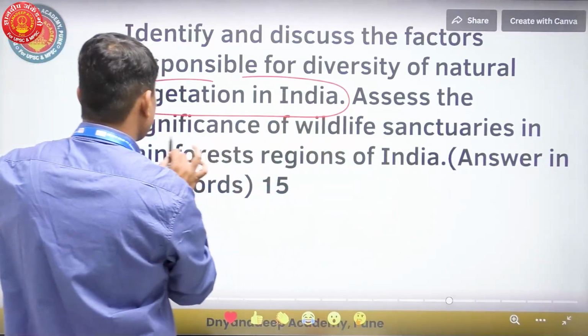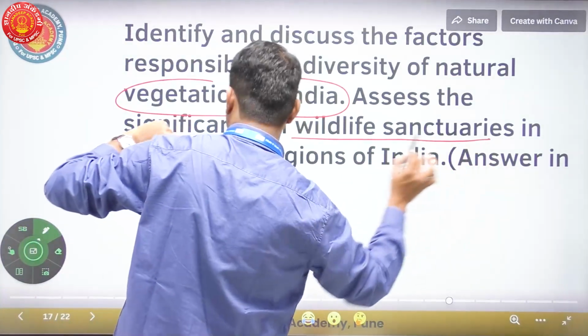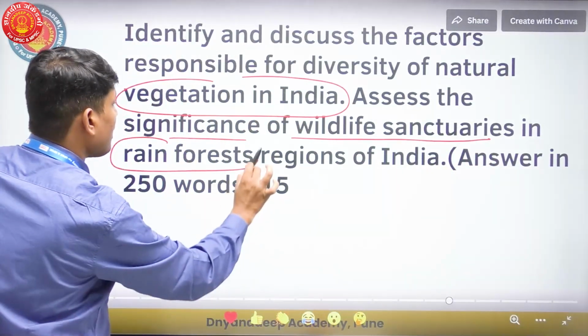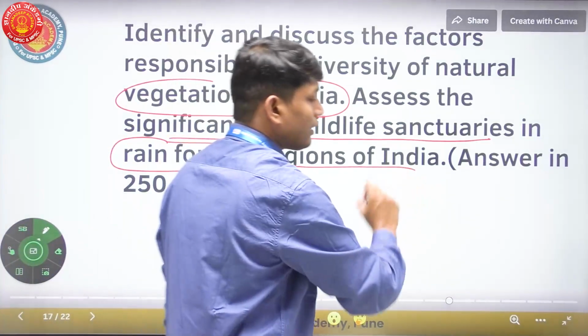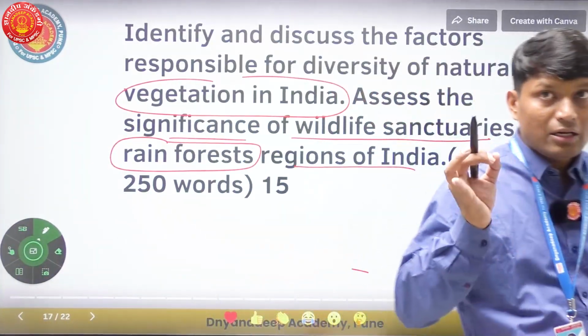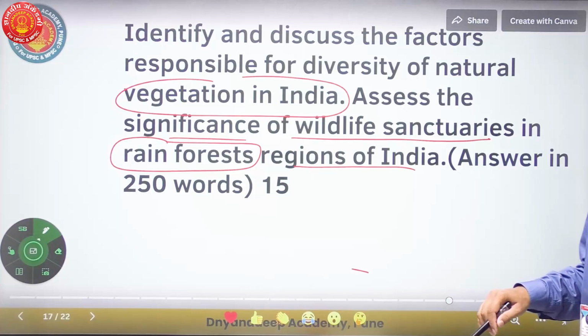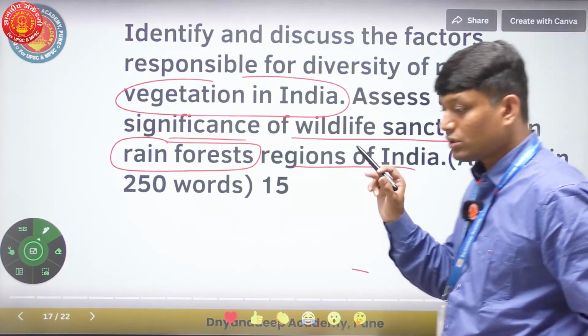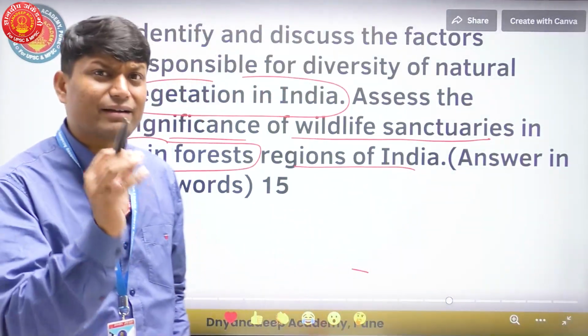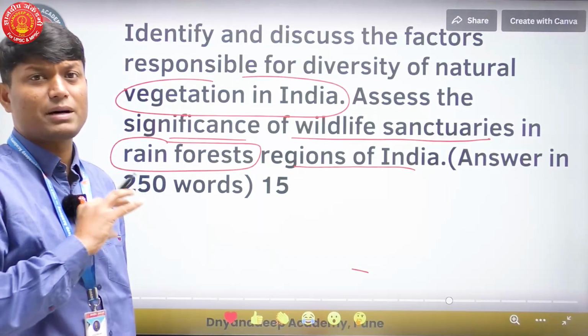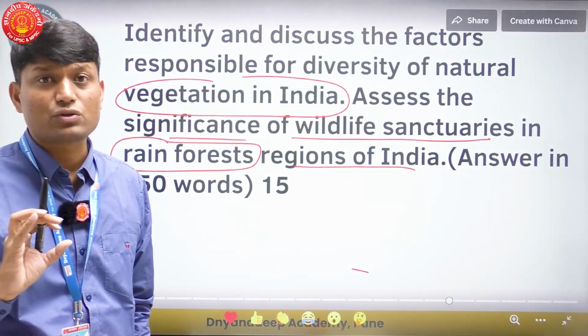What is the second part asking, and why has this second part been asked? Now read the second part. Assess the significance of wildlife sanctuaries in rainforest regions of India. Very specific question. So you need to know why this question was asked. Now where do we find rainforest in India? Western coastal parts of India and northeastern parts of India.